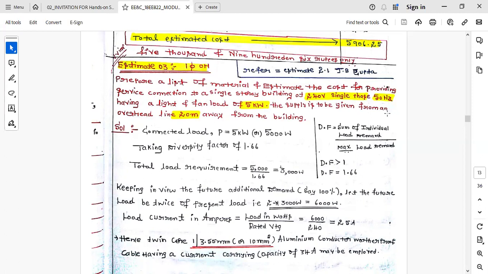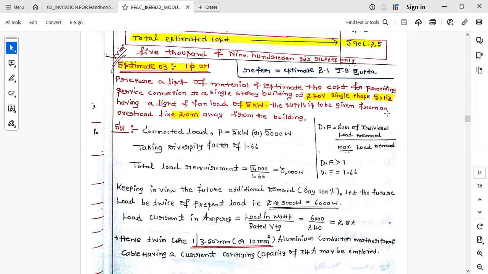Here, the main point you need to consider is the diversity factor. What do you mean by this diversity factor? Those things I'm going to explain in this video. Please be careful. This problem is very, very important for your VTU examination. Now let's move on to estimate 3.